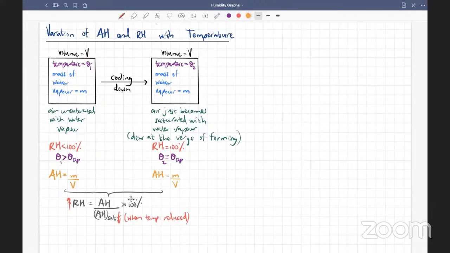And don't forget the fact that AH from here to here, AH is a constant. AH didn't change. We didn't change AH. See, M over V, that value is still a constant value. Absolute humidity.